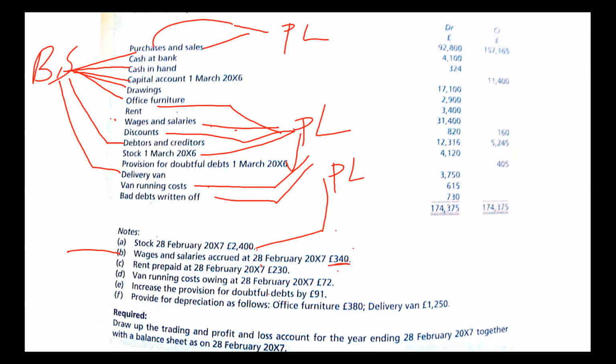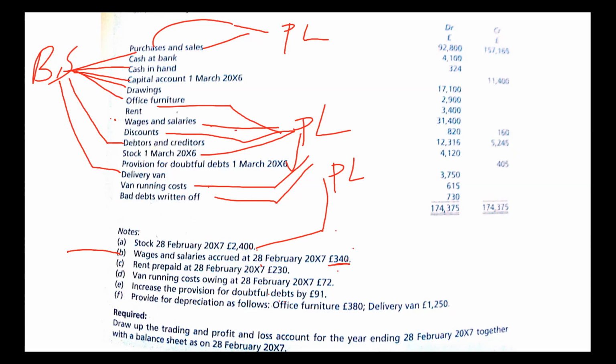The accrued expenses simply means those expenses that have already been incurred, but have not yet been paid for. You have already incurred those expenses as a business, but you have not paid for them. Those are accrued expenses. So they have to be added to those respective expenses.